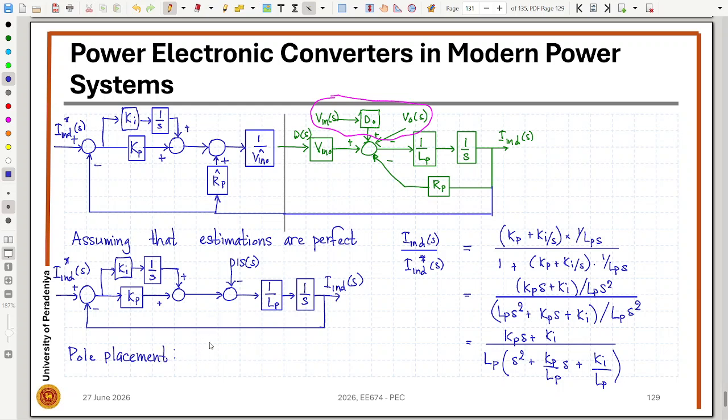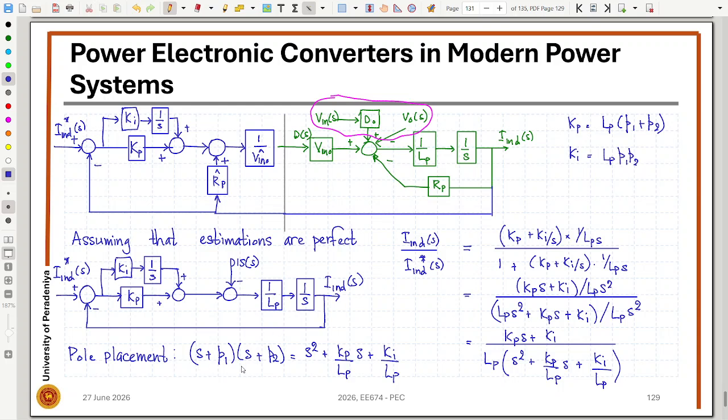So if we go for pole placement, we can have (S + P1)(S + P2) equal to S squared plus Kp over Lp S plus Ki over Lp. So from this we can write Kp as Lp times (P1 + P2), and Ki can be written as Lp times P1 times P2.